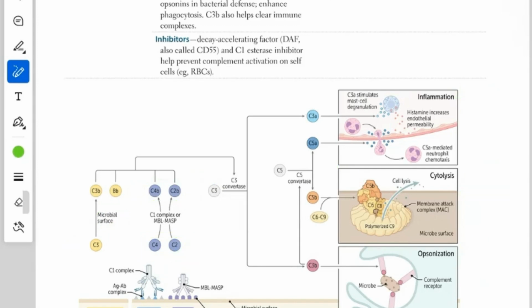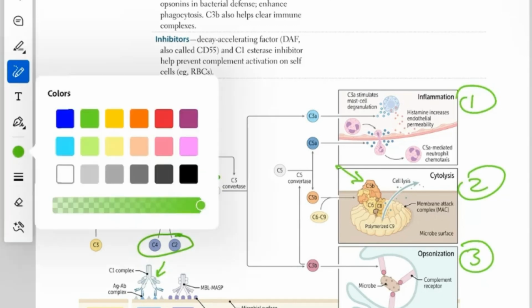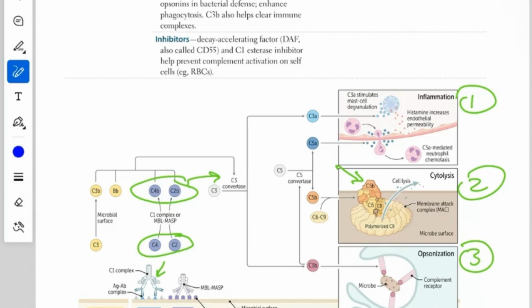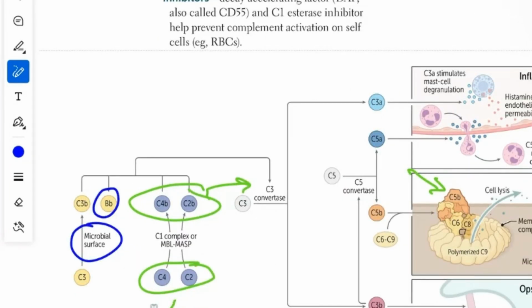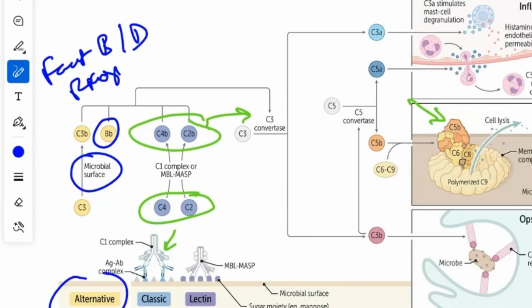Then the alternate pathway is the microbial surface that will activate C3. The other thing they didn't mention here is there are other factors: factor B, factor D, and another one, properdin. When you hear factor B, factor D, they are talking about the alternative pathway. When you hear antigen antibody complex activating complements, they're talking about the classic pathway.